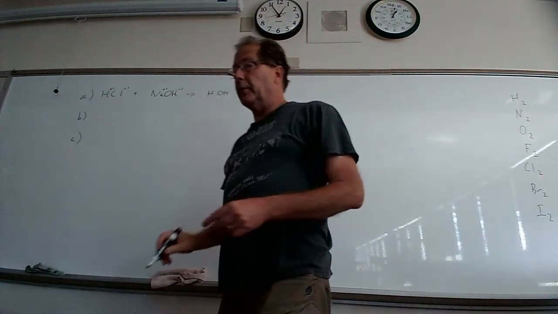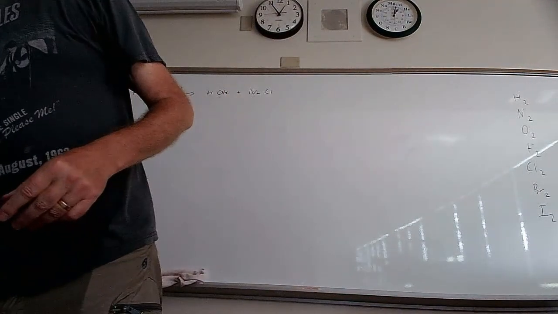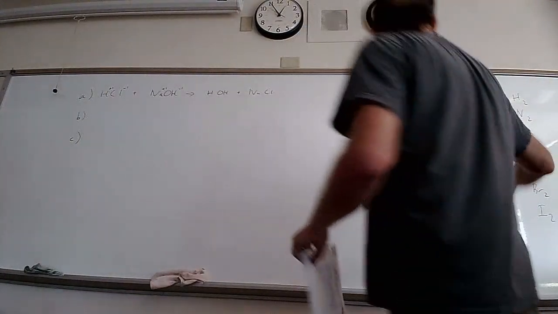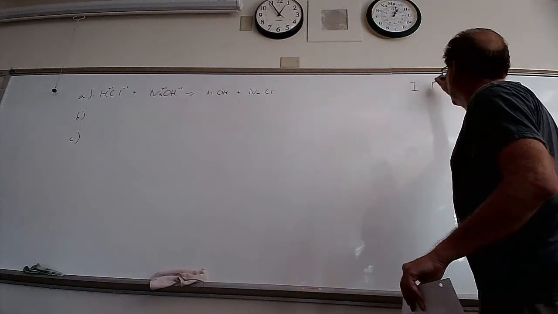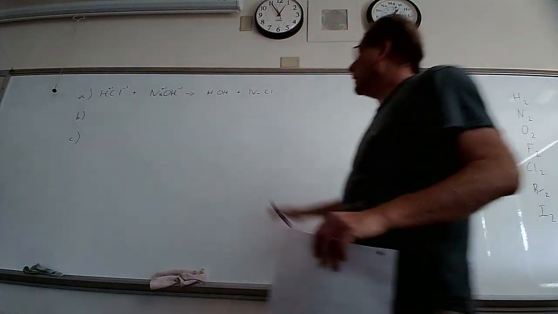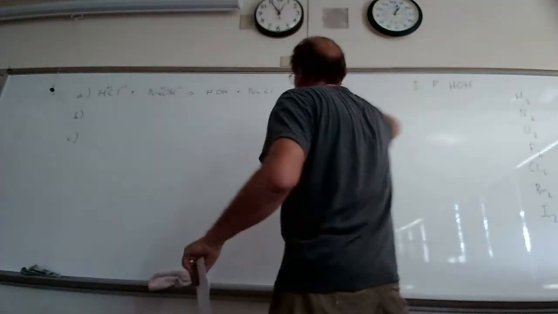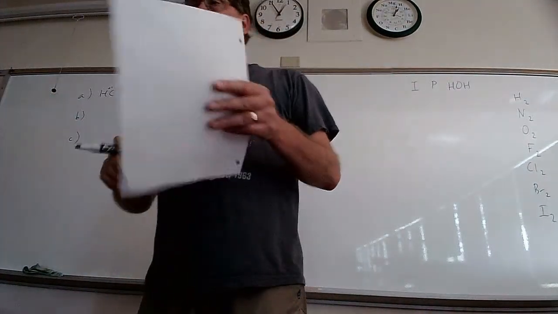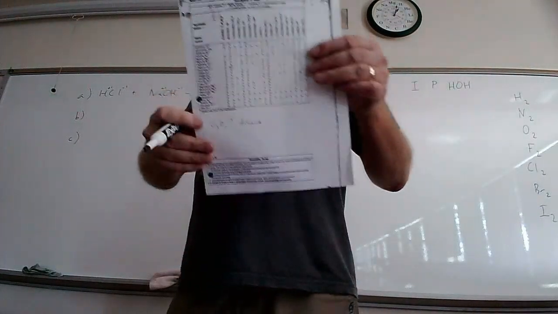Now, do you remember what you have to do? You have to take a look at this chart and see if it's I or P on your chart. Because remember, these 3 things stay together: if it's I on your chart, P on your chart, or if it's HOH. I have HOH. Those 3 things stay together, so HOH is going to stay together. I'll look up NaCl just for fun.